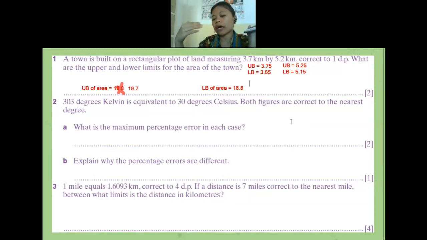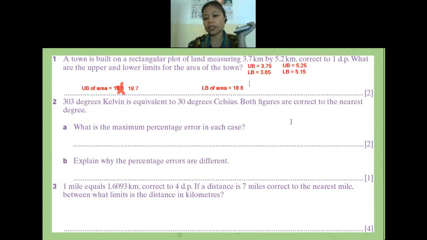After I find the upper bound and lower bound, because this is area, which is length times width, the upper bound of the multiplication will be upper bound times upper bound. So 3.75 times 5.25, I round it off, becomes 19.7. For the lower bound, I will do 3.65 times 5.15 and then round it off, becomes 18.8.